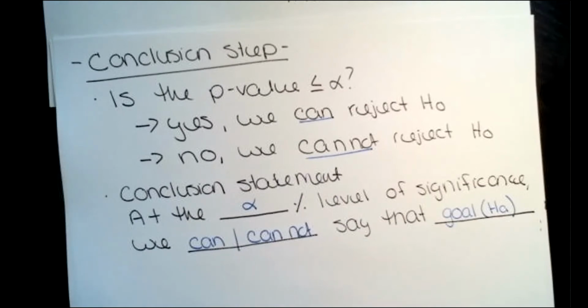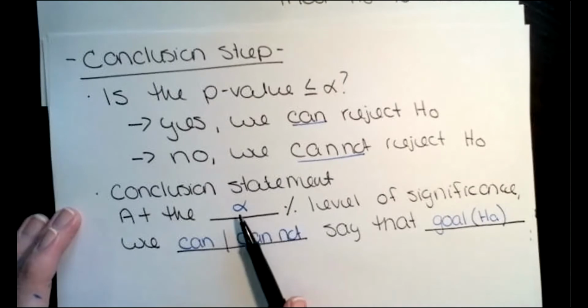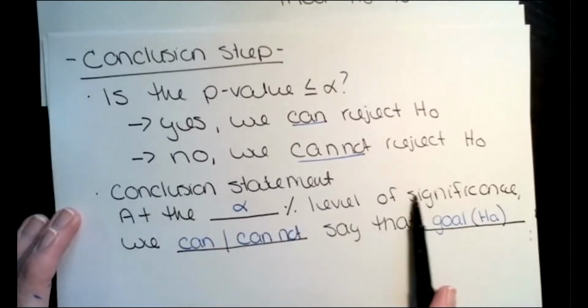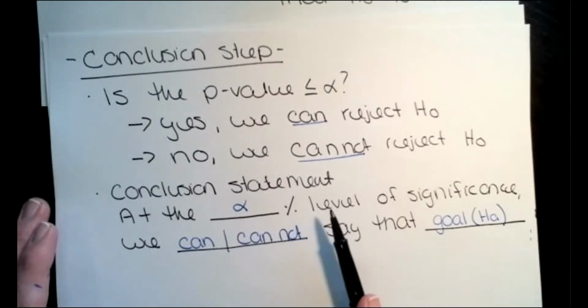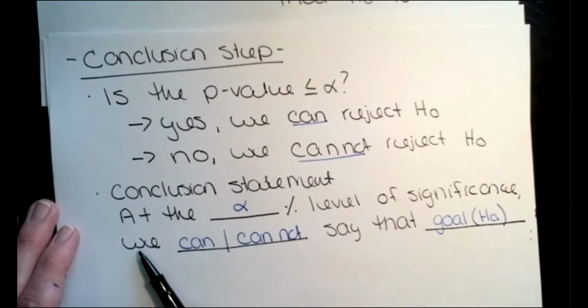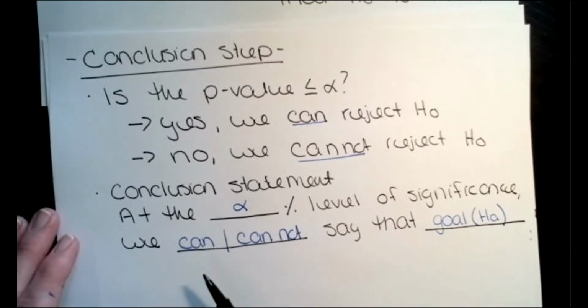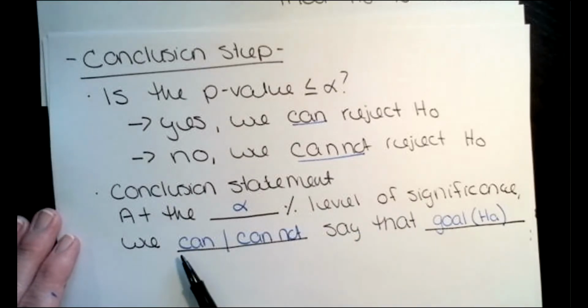What I'm looking for in here, I'm always looking for basically the stuff that's underlined. My 5% level of significance, okay? You could say with an alpha of 5%, that would be sufficient, okay? But I do like to see level of significance because that's like my cutoff, right? If it's significant or not. So that's why I like to see that wording. And then I want to see that you can or cannot say, and then your goal.